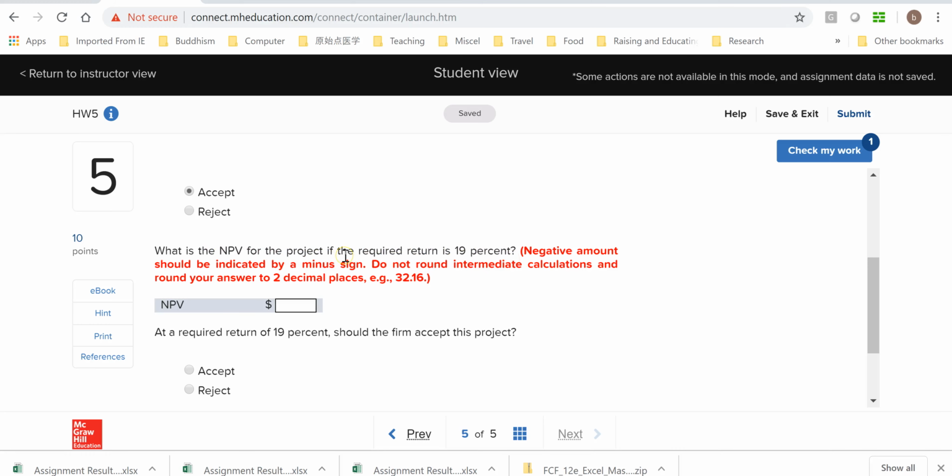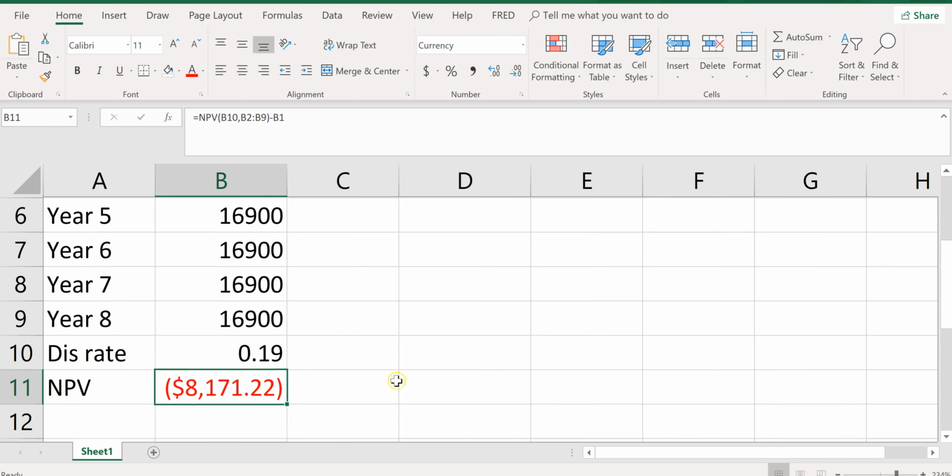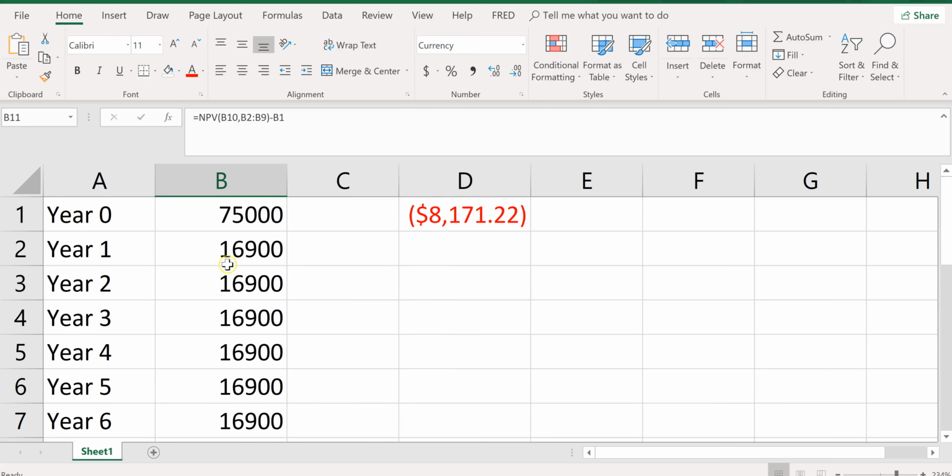NPV for the project if the required return is 19%. So in this case, we just need to change this 7% to 19%. And then you can see the NPV will change. And now it becomes a negative number. And that makes sense, right? Because the higher the discount rate, the lower the present value of all future cash flows. And then the present value will become smaller.